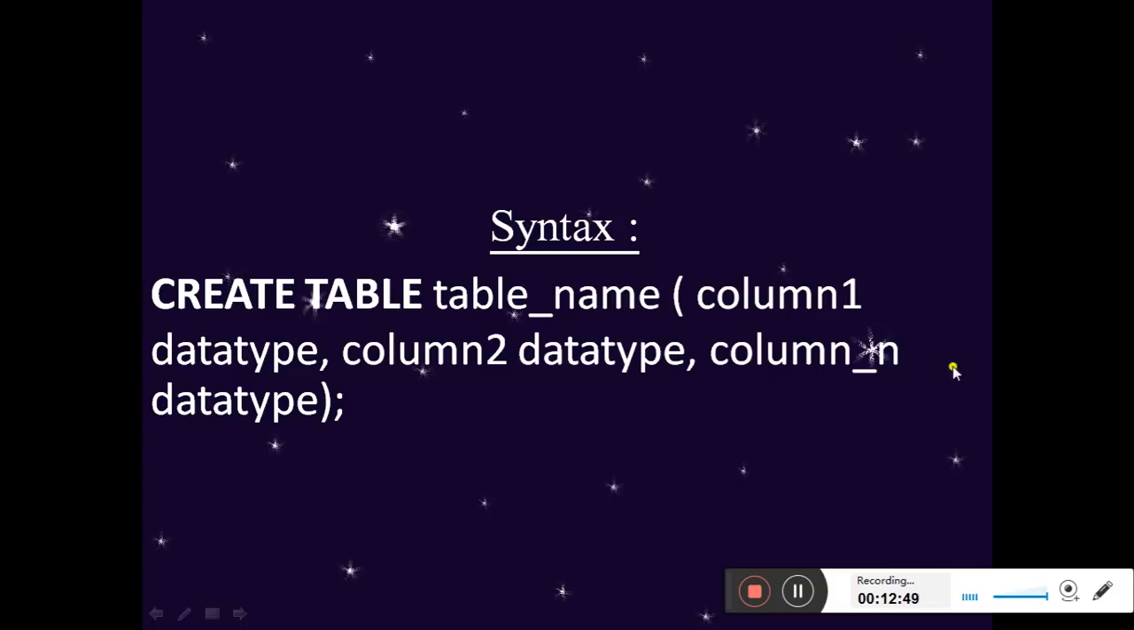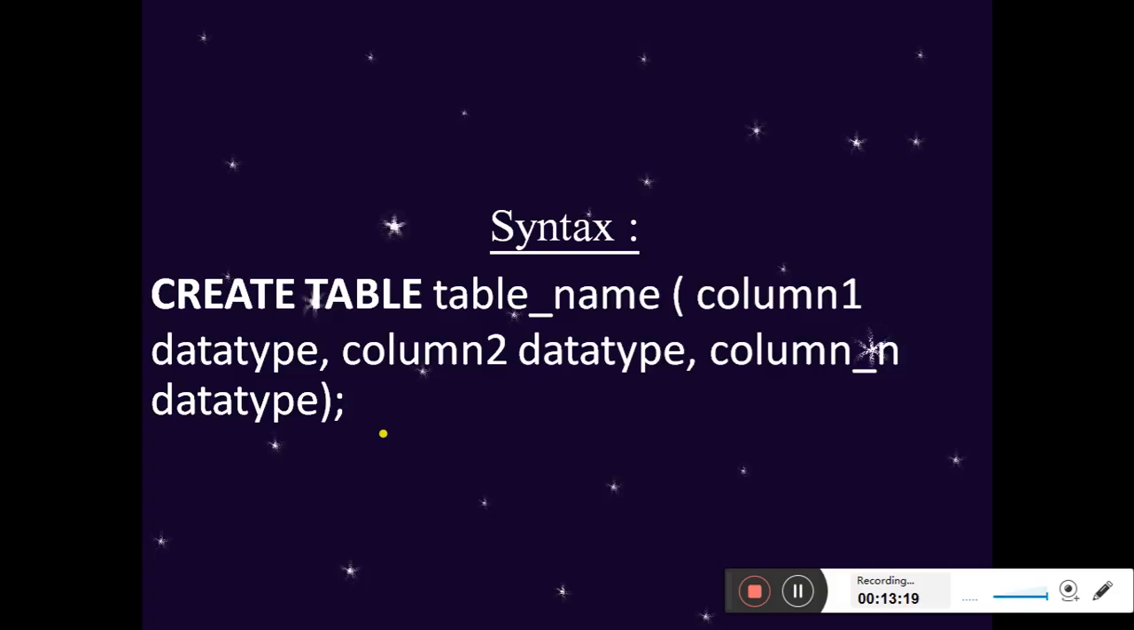So here the first field name, then after that you're supposed to mention the data type, then second field name, then again data type, then n number of fields you can insert in one table, right? So here column n and then the data type of that column, and then you're supposed to close the bracket here and semicolon and then press enter. So by using this command you can create a new table with different columns.